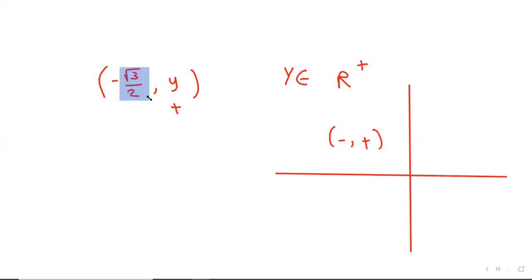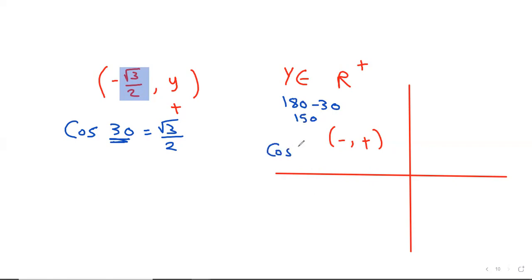Which angle has cosine root 3 over 2? Yes, cosine 30 is root 3 over 2. But this 30 in the second quadrant will be 180 minus 30, which is 150. So if you try to find cosine 150, it will be negative root 3 over 2.